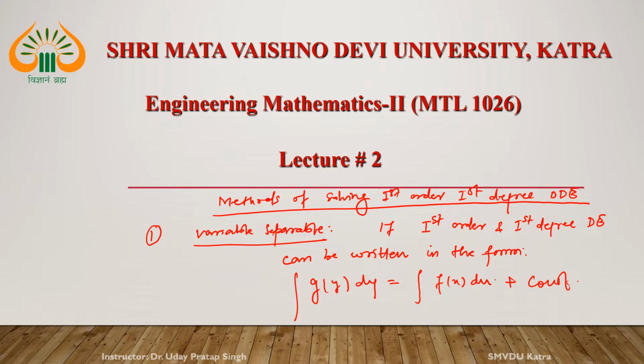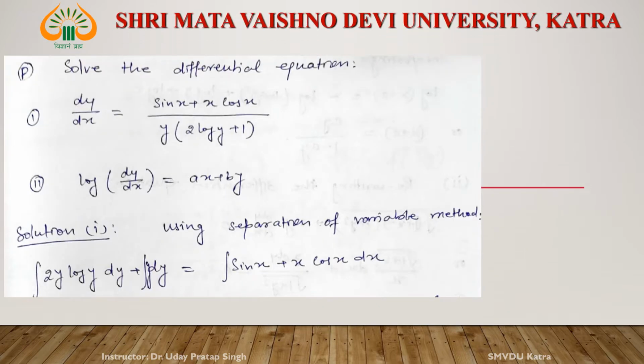Let us see some examples. Let us consider these two examples. dy by dx is equal to (sin x plus x cos x) divided by y (2 log y plus 1). See, this is a very simple example, and obviously it is variable separable. Why? Since with dy we can write the functions of y, g(y) dy plus f(x) dx equal to constant. Such a type of differential equation is known as solvable by separation of variables.